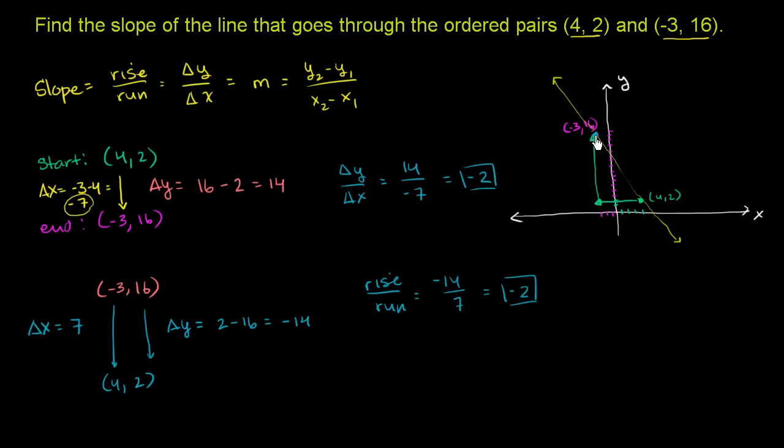So in that situation, our run was positive 7. And now we had to go down in the y direction, since we switched the starting and the end point. And now we had to go down negative 14. Our run is now positive 7, and our rise is now negative 14. Either way, we got the same slope.